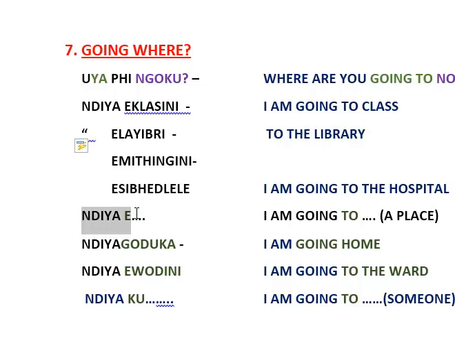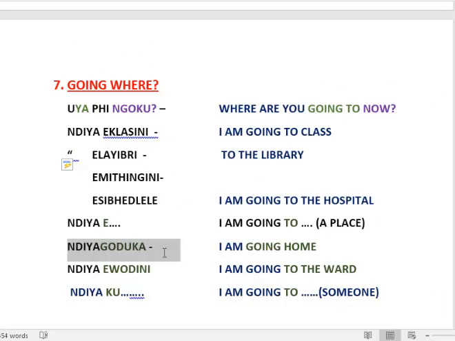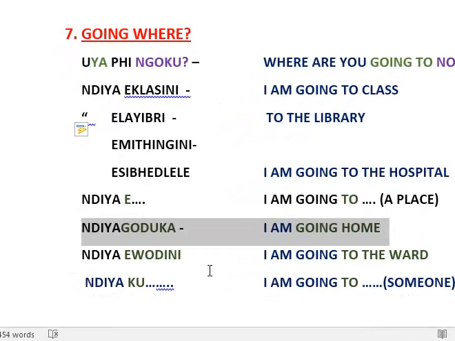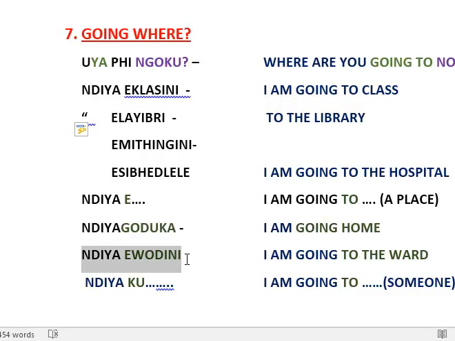In other words, you would say ndiya e if you are going to a place. However, if you are going home, you would say ndiya ekhaya, I am going home. Going to the ward in the hospital, ndiya e wardini. However, if you were going to someone, you would say ndiya ku Mike, sorry, ndiya ku Peter, ndiya kugqirha, ndiya ku whoever the person may be.